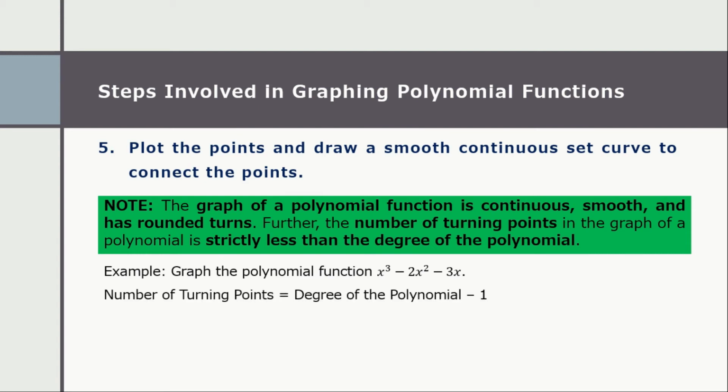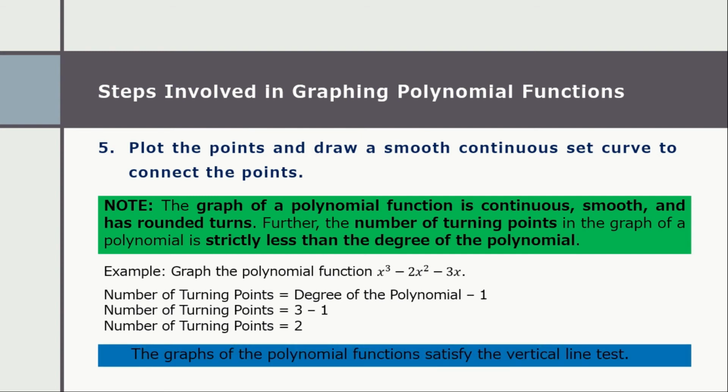Identifying the number of turning points, we have the degree of the polynomial minus 1. The degree of the polynomial is 3. So we have 3 minus 1, which is equal to 2. So we have 2 turning points when we graph the polynomial function. And lastly, the graphs of polynomial functions must satisfy the vertical line test.